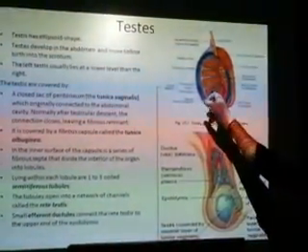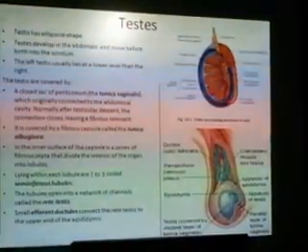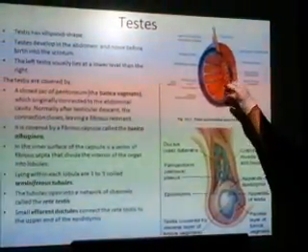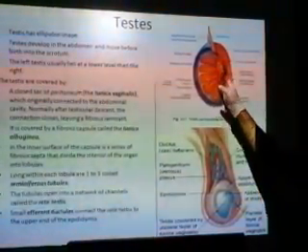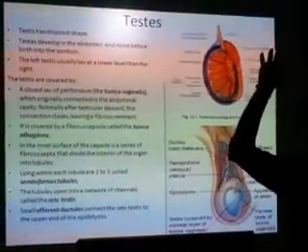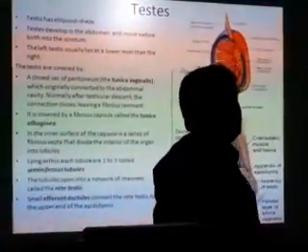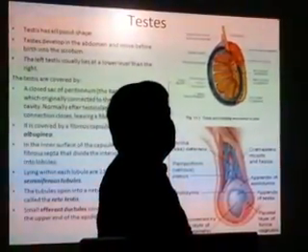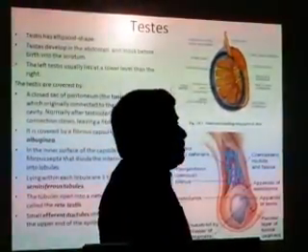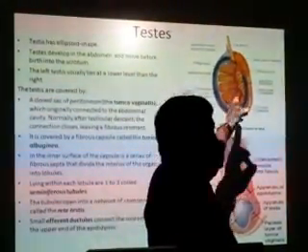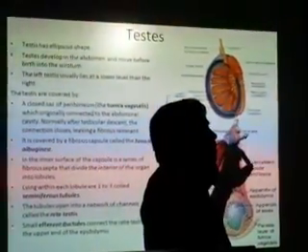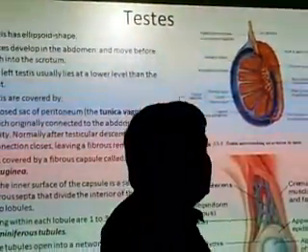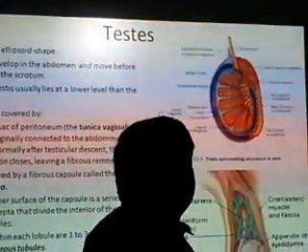Each lobule consists of 1 to 3 seminiferous tubules. They join together to form the rete testis towards the posterior and upper pole, and from there you have the beginning of the efferent ductules, around 10 to 12. From there you have the head of the epididymis, which continues down as the body and then forms the tail, which is continuous with the vas deferens. Clear?